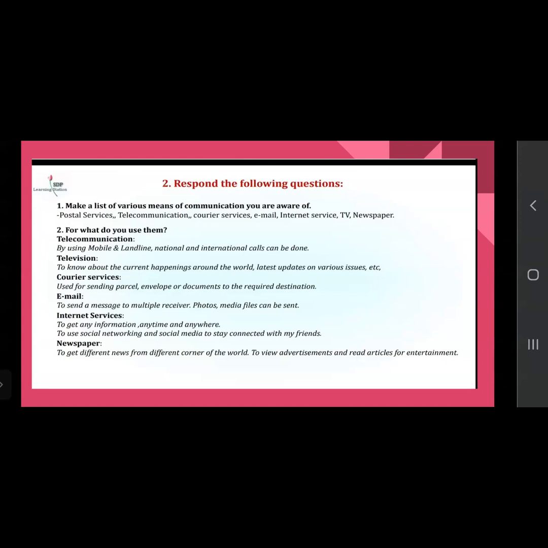Newspapers are also used to view advertisements and read articles for entertainment. The newspaper not only provides the news, but it gives you information through advertisements. Many advertisements are there, and many articles are also there, which you can read for entertainment.